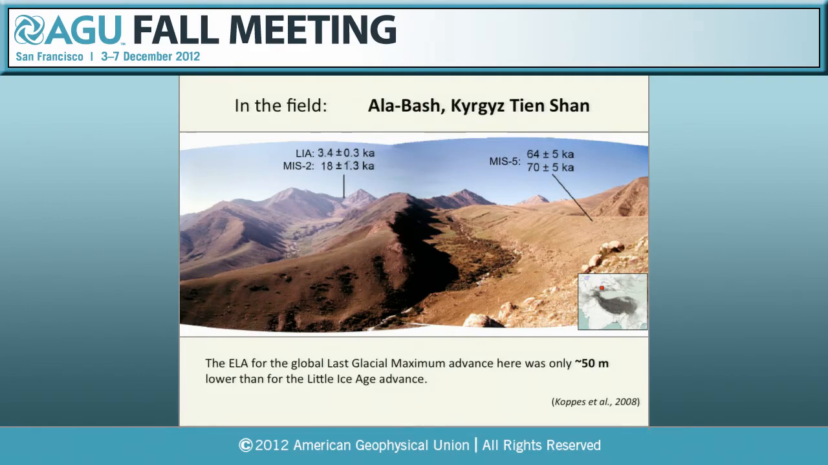So assuming the global last glacial maximum would cause a synchronous advance of all the glaciers, here we don't see that case. The stage 2 glaciation was very small compared to the older ones.